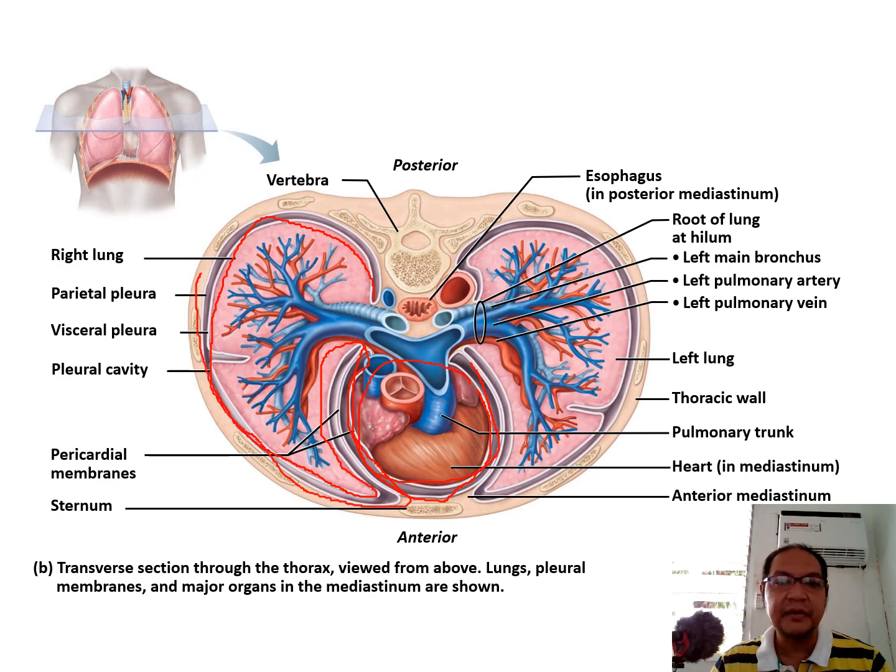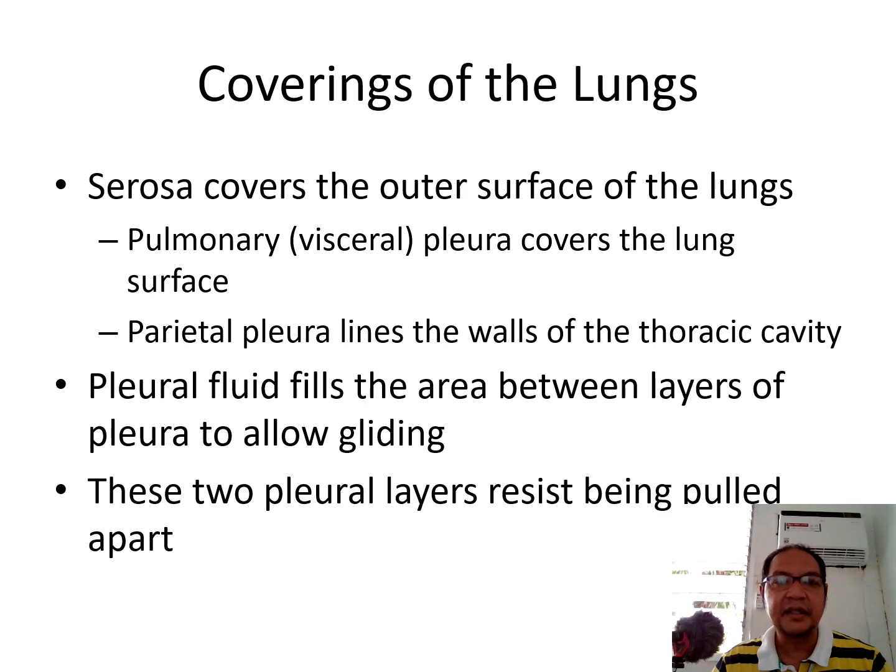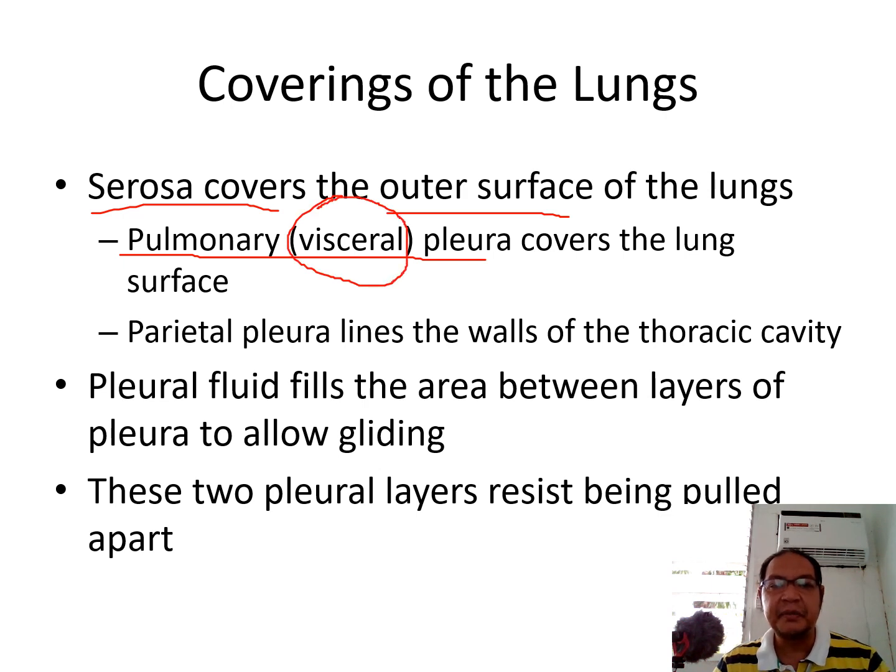So there is a covering of the lungs called pleura. So the coverings of the lungs: serosa covers the outer surface of the lungs, the pulmonary pleura, or usually visceral pleura. If you say visceral, the organ, so this serosa is actually lined on the lungs itself. So it covers the lung surface. Parietal pleura lines the walls of the thoracic cavity.